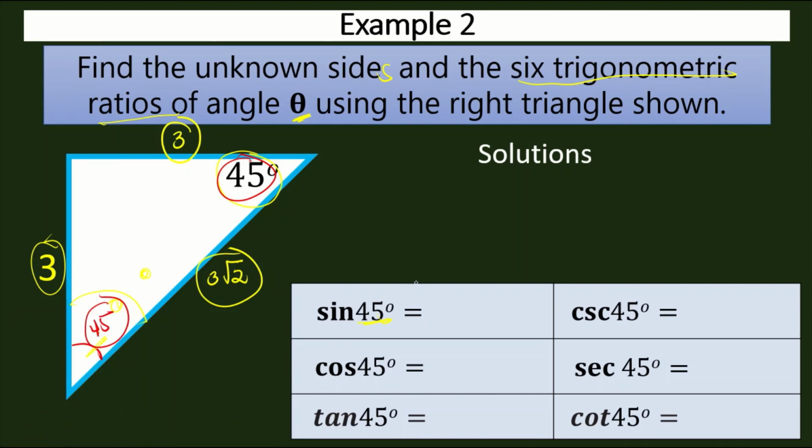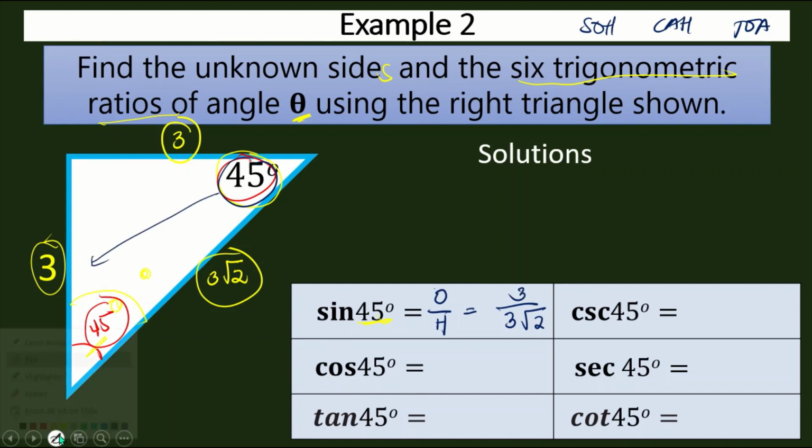Okay, so the sine of 45, that is, again, gagamitin natin yung SOHCAHTOA. Okay, ang sine 45, that is still opposite over hypotenuse. And the hypotenuse natin is 3 square root of 2. Ang opposite naman natin, kung gagamitin natin itong 45 degrees, ang opposite side niya is 3. Simplifying this, solve natin siya. We have 3 over 3 square root of 2.